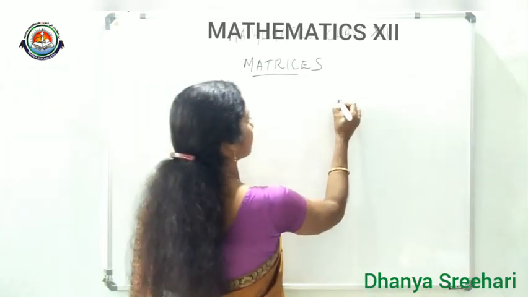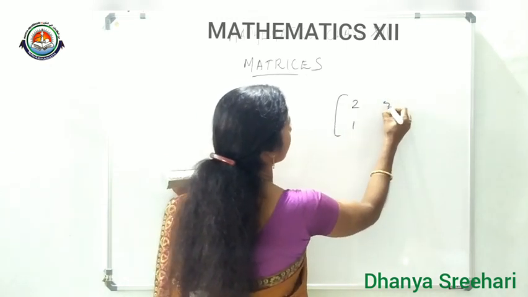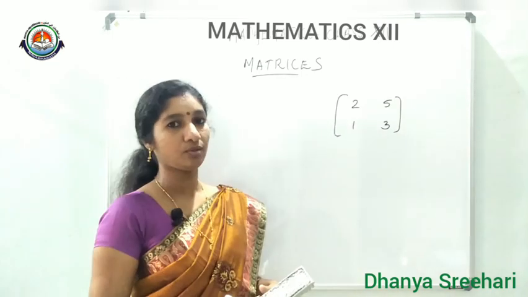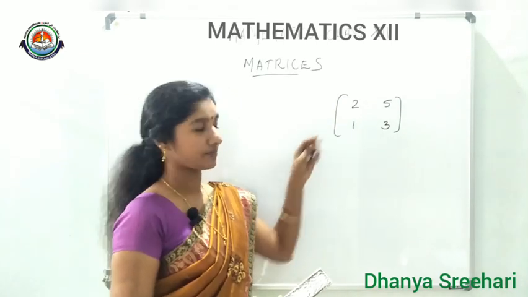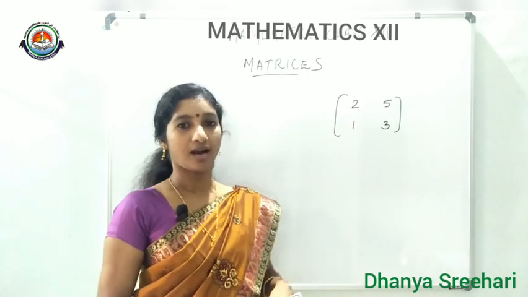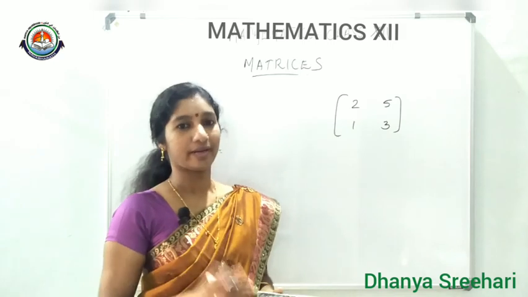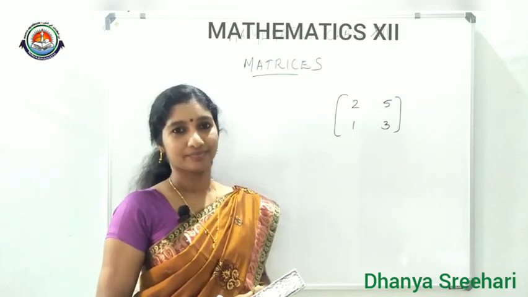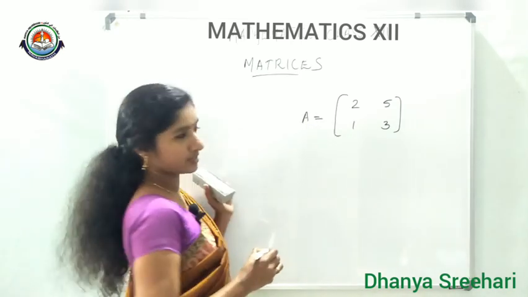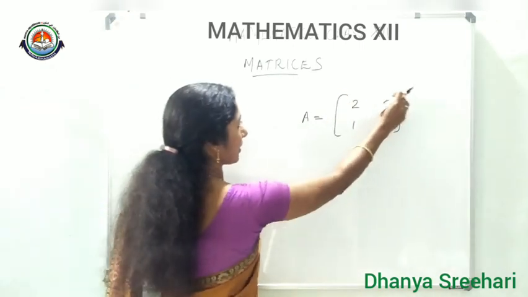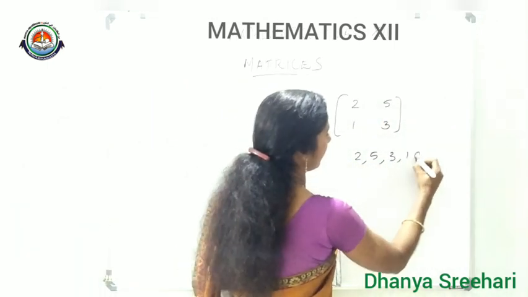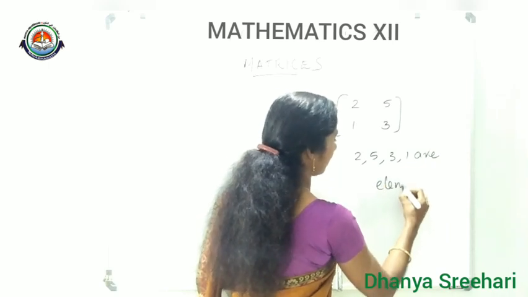Then, another matrix: 2, 1, 5, 3. It represents some other situation. The situation is not mentioned now; we are going into detail about the matrix. So this is one example of a matrix. See, 2, 5, 1, 3 are the elements of the matrix. We will call them elements. A matrix we represent with capital letters only. So matrix A equals, in a square bracket, we write the elements. We will call these 2, 5, 3, 1 the elements of the matrix.